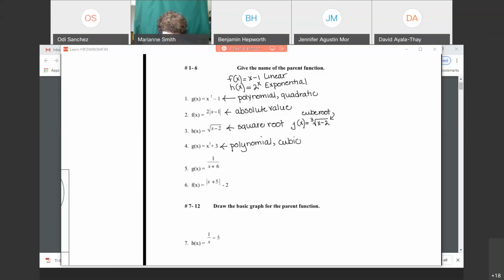How about this one, number 5? Anybody remember what the functions are called with x's in the denominator? What are those called?